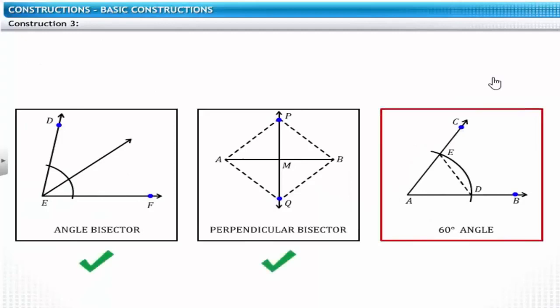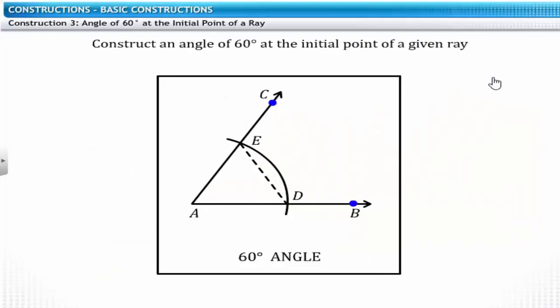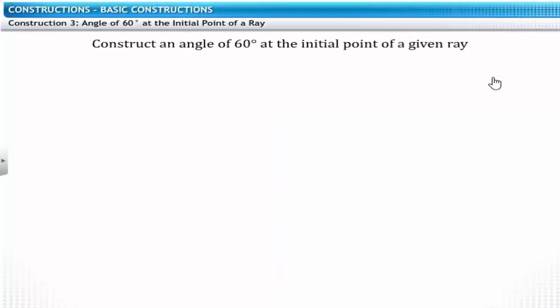We have completed two constructions. Now, let's take up the third. Here, we have to construct an angle of 60 degrees at the initial point of a given ray. A ray PQ is given. We will construct another ray PR originating from point P, such that it makes an angle of 60 degrees at P.